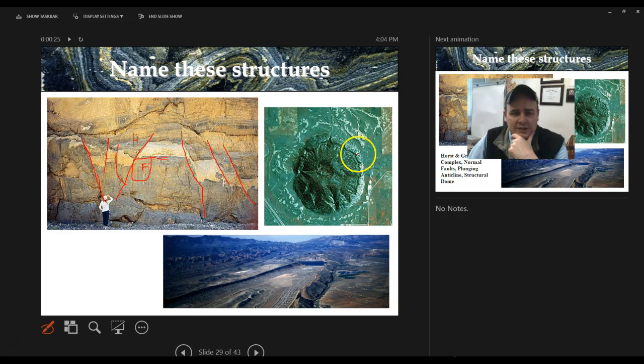This is actually a dome. You can see the beds dipping all away from the central location and going up. I know it's hard to see from this aerial photograph, but you can see the actual circular feature right here, and they're all going up. So this would be a dome. This one right here is a little tougher. You can see the rocks going up on this side, but they're also going up on this side, and the middle has been eroded away. So this would be an anticline, which is a compressional feature.